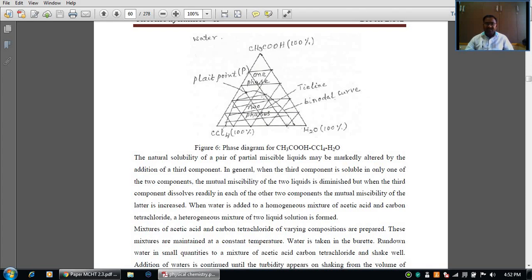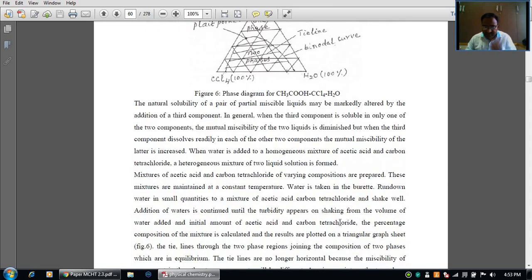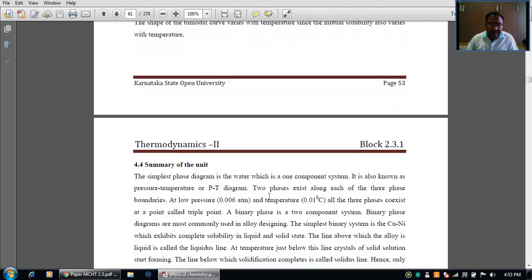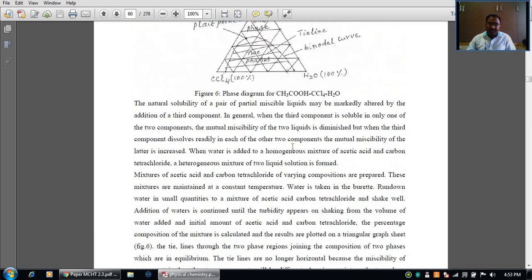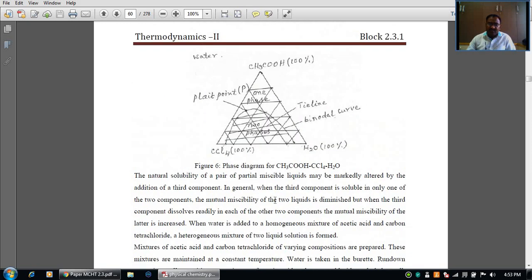I think this diagram is not needed. Okay, but the theory may be asked; do not concentrate much on the diagram, because it is a three dimensional diagram and we can't write it on paper. For the three component system, examples are acetic acid, carbon tetrachloride and water. When these three solutions mix with each other, we get a three component system. Concentrate on the phase rule for the one component system and two component system. For the three component system, you need only the explanation, no need for the diagram.